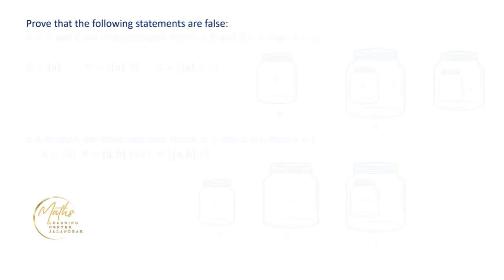Now next we have to prove that the following statements are false. First is, if A, B and C are three sets such that A belongs to B and B is a subset of C, then A is a subset of C. We have to prove that this statement is false.